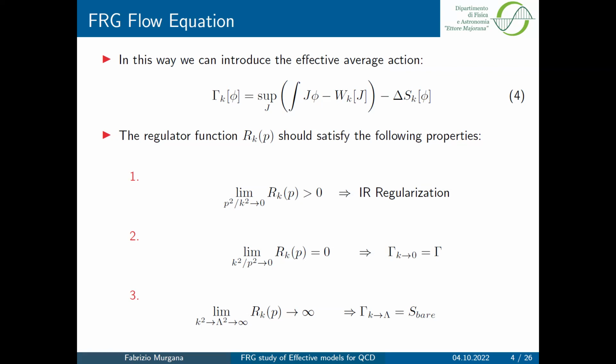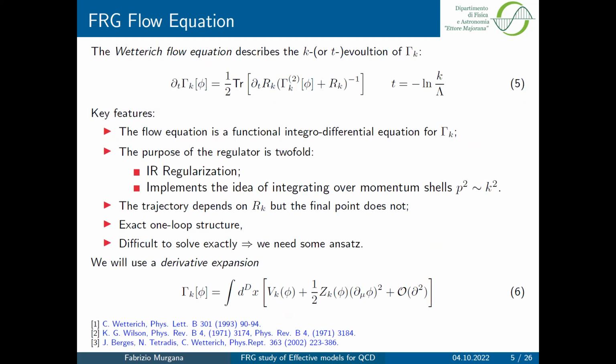So once we have all of this, we're ready to face the equation which describes how fluctuations are taken into account by lowering k, or t.